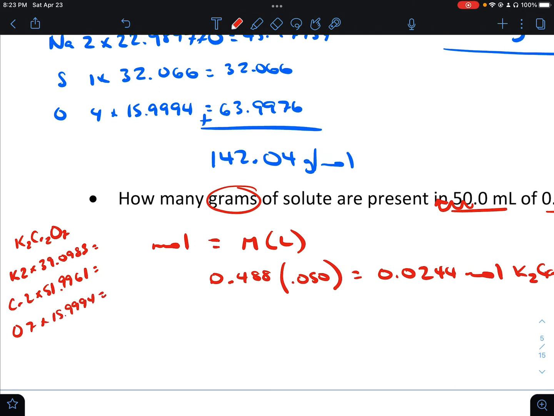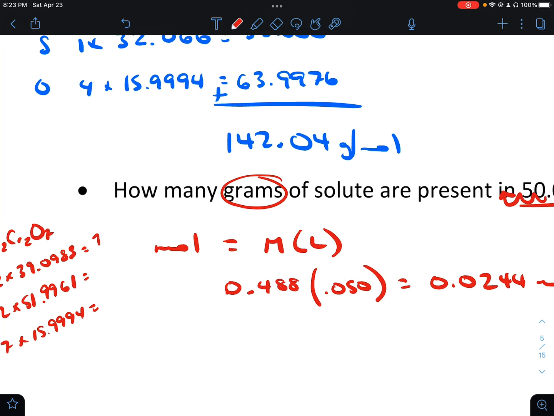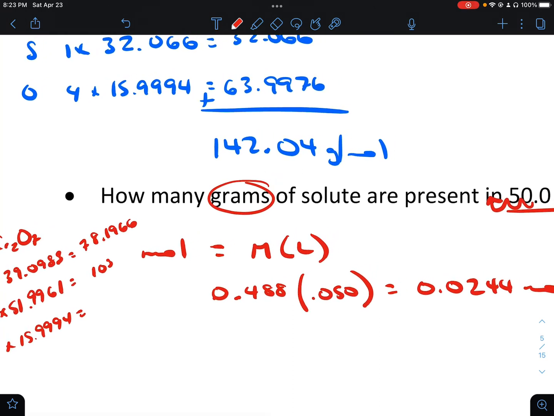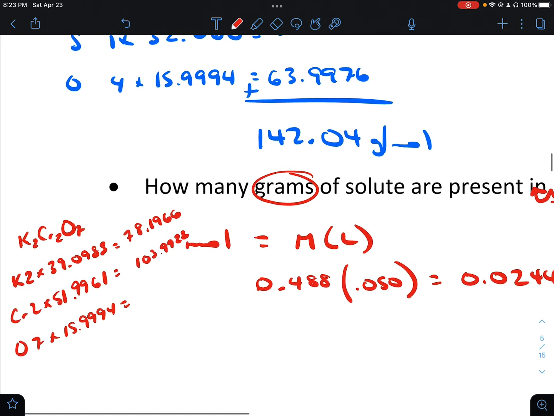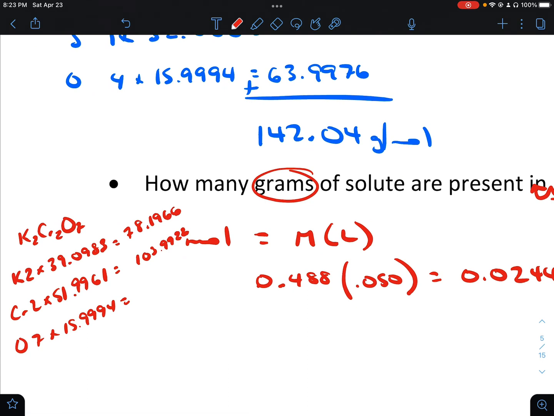So let's go ahead and put this in. 2 times 39.0983. And we get 78.1966. 2 times 51.9961. We're going to get 103.9922. And then we've got 7 times 15.9994. Sorry if you can't see that. There we go. And we should get 111.9958. We're going to add those 3 up.